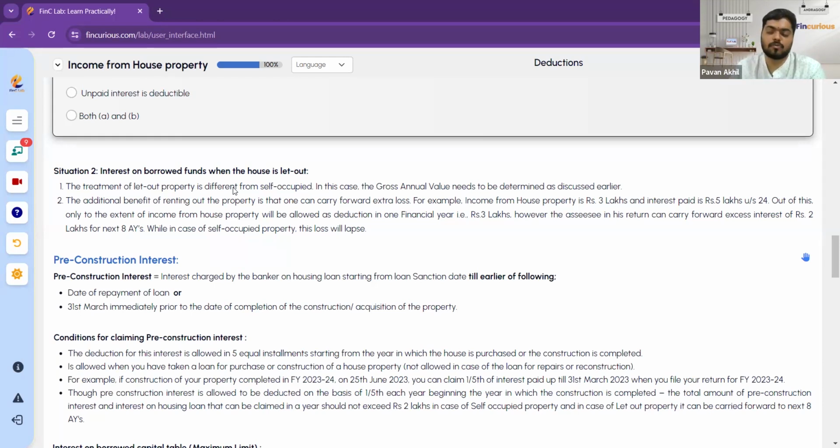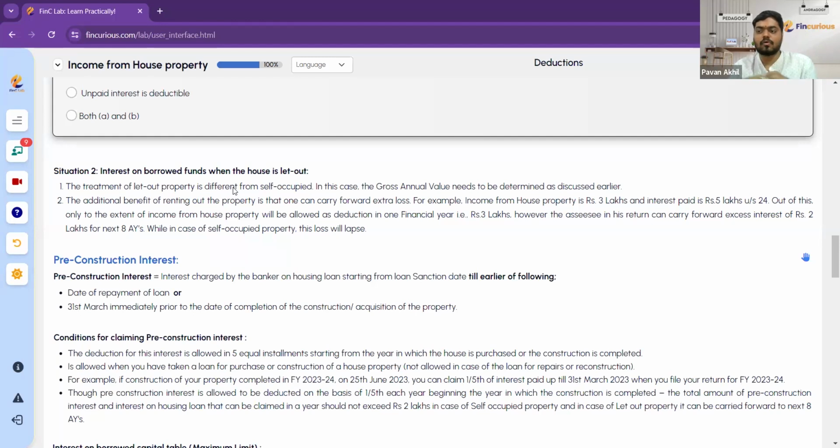Let me tell you one small example. If it is a let out property, there would be a net annual value, right? From the net annual value, you deduct 30% as standard deduction. So after the 30% deduction from net annual value, if that amount is coming to around 6 lakhs, let us assume, and the interest paid on the housing loan by you is 4 lakhs, then the whole 4 lakhs is allowed as a deduction.